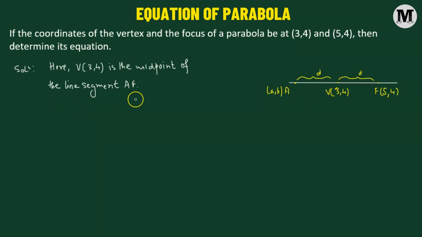Since V is the midpoint of the line segment AF, we can easily find the coordinates of point A. All we have to do is take the coordinates of the vertex, that's (3, 4). So this will be equivalent to the sum of the x coordinates of point A and point F, or a plus 5 divided by 2. That will be the x coordinate of the vertex, and the y coordinate of the vertex will be b plus 4 divided by 2. Since they're equal to each other, we can equate them to get the value of a as 1 and the value of b as 4. So that means the coordinates of point A are (1, 4).